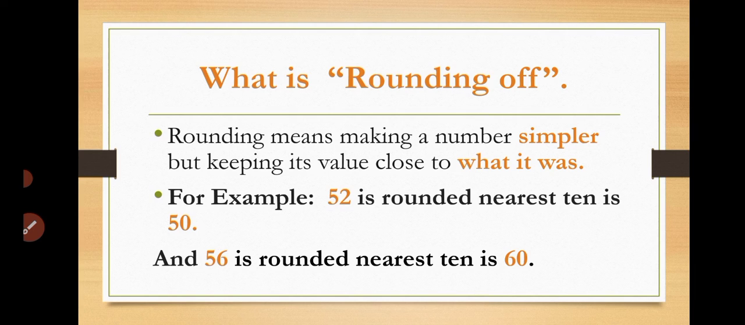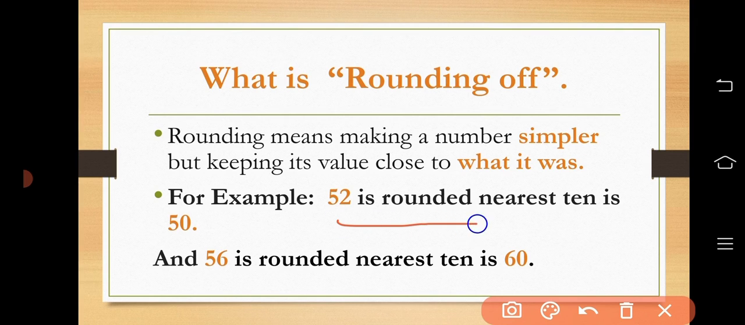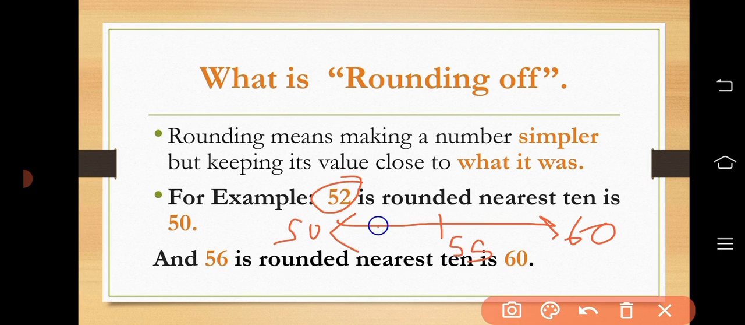For example, 52 rounded to the nearest 10 is 50. If you see it on the number line, this 52 is lying between 50 and 60. The midpoint of this number line is 55, so 55 is lying here. So you see that this number is closer to 50. So when we round off 52, the answer is 50.